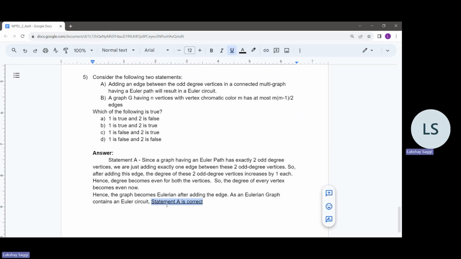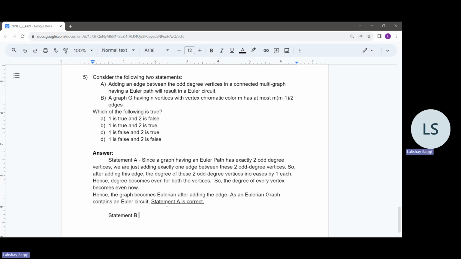So I hope you see the flow of the arguments. Initially, we established that there are exactly two odd degree vertices. Then we add an edge between them. So all the vertices now have even degree. Since all vertices have even degree, the graph becomes Eulerian. And an Eulerian graph we know has an Euler circuit. So that's why statement A is correct.